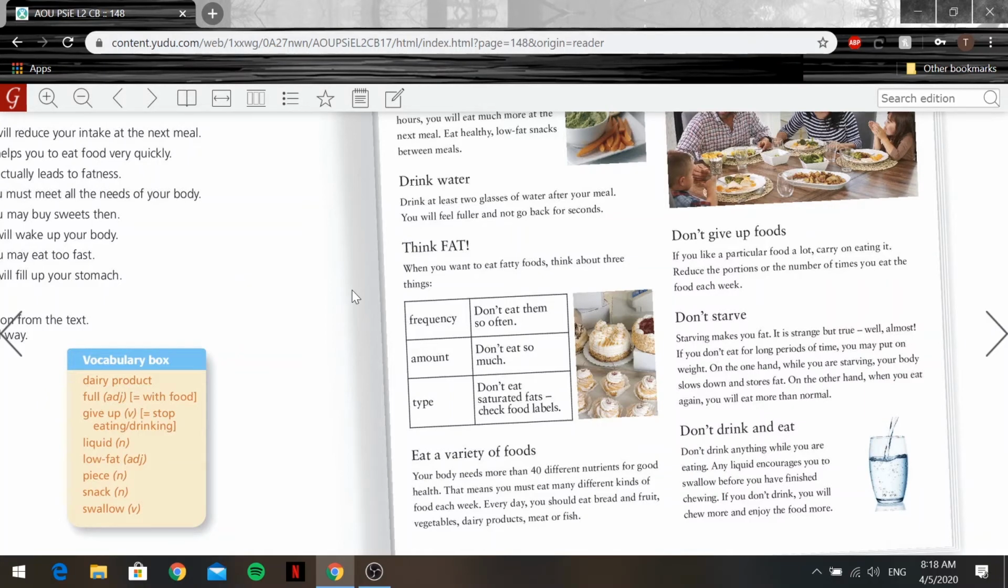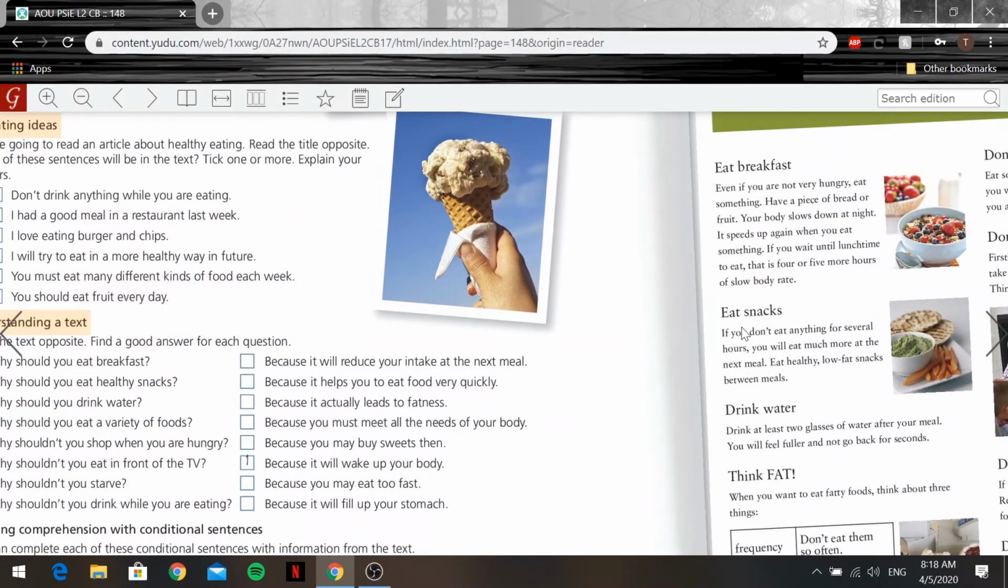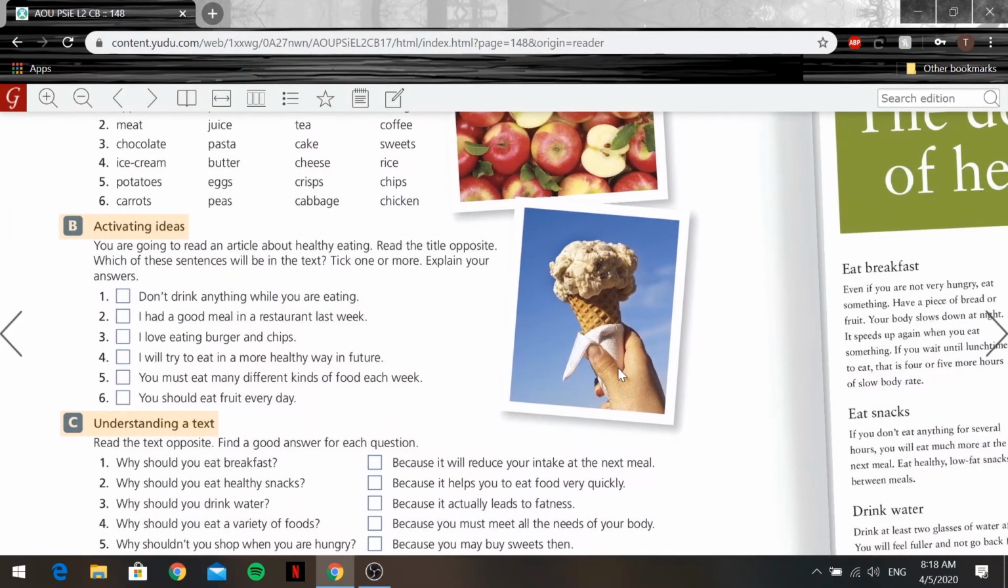Don't drink and eat. Don't drink anything while you are eating. Any liquid encourages you to swallow before you have finished chewing. If you don't drink, you will chew more and enjoy the food more. Right. So that was the article.